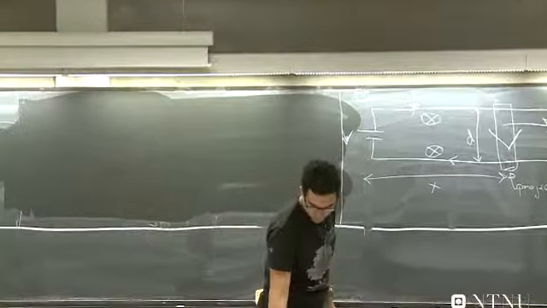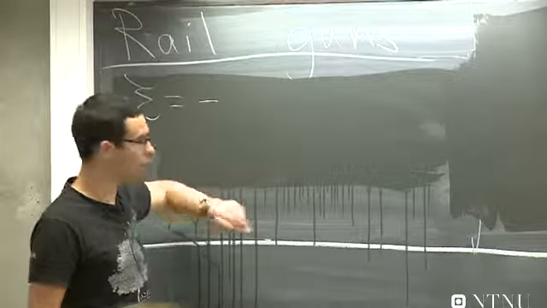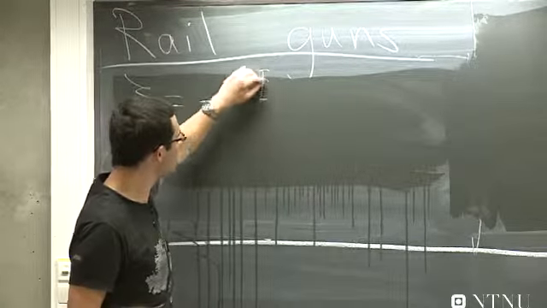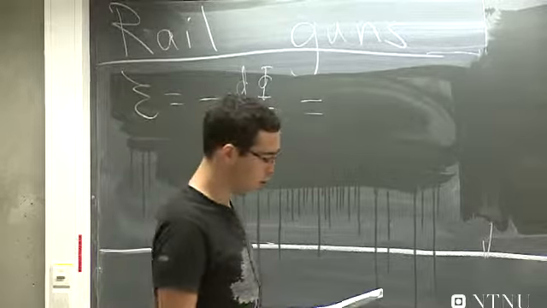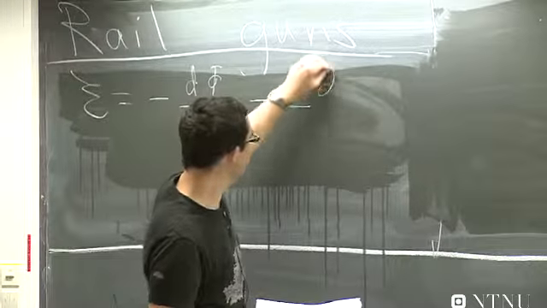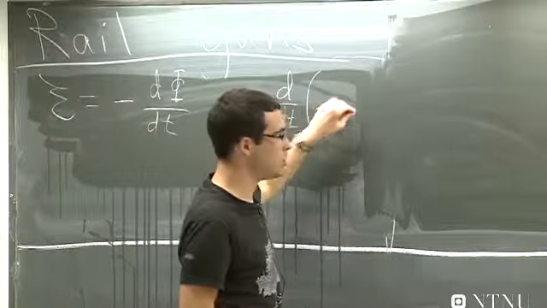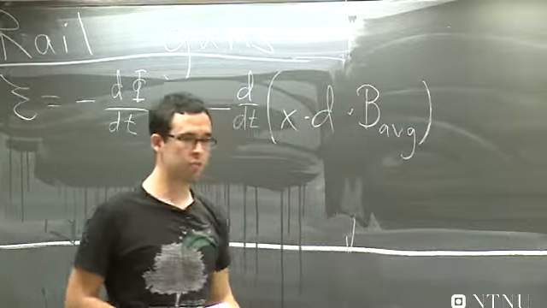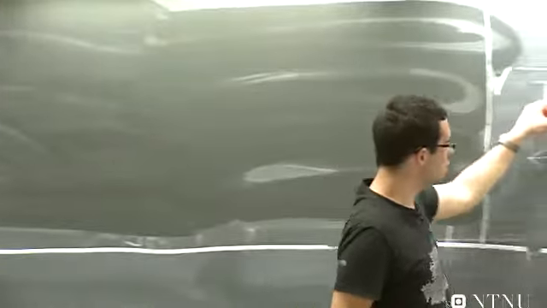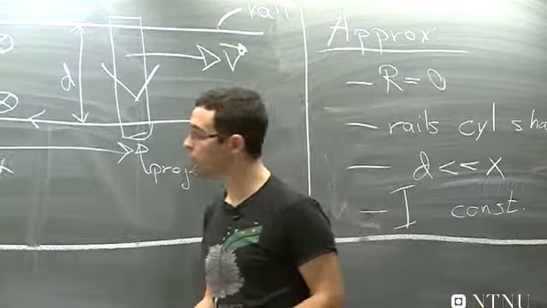Okay, now first of all we have to ask ourselves, what is the electromotive force? Well, it's of course equal to minus the time derivative of the flux. I'll write down a simple expression for that: d/dt of the flux, and the flux is x times d times the average magnetic field. Of course, there is no variation as I go along the wire, because I just regard them as infinitely long wires as an approximation.